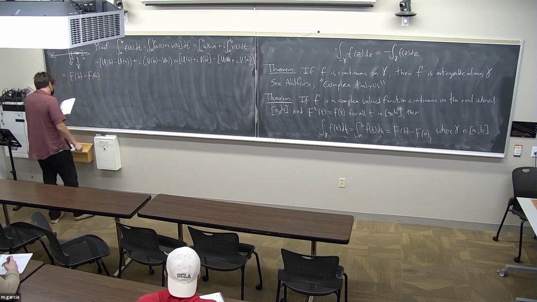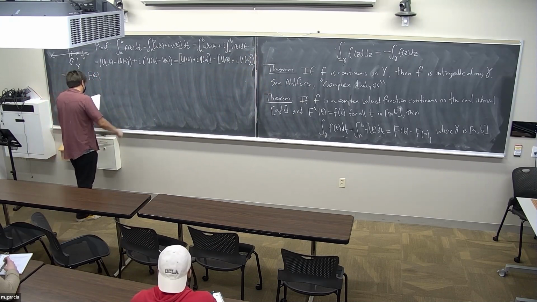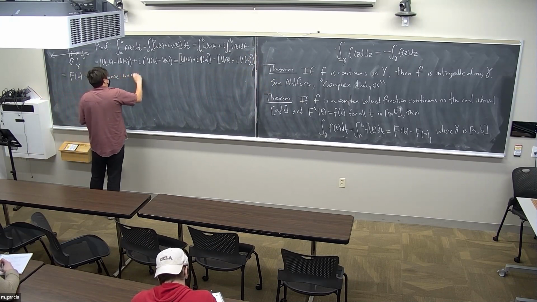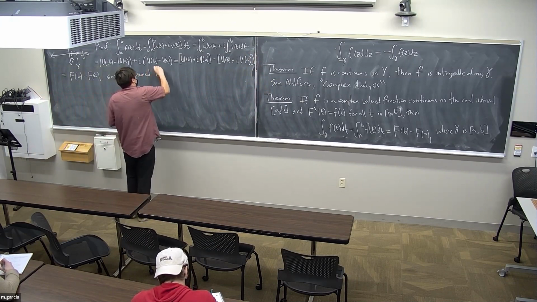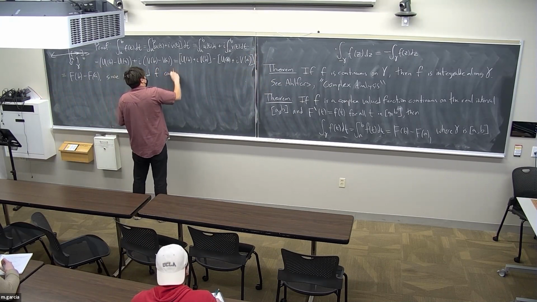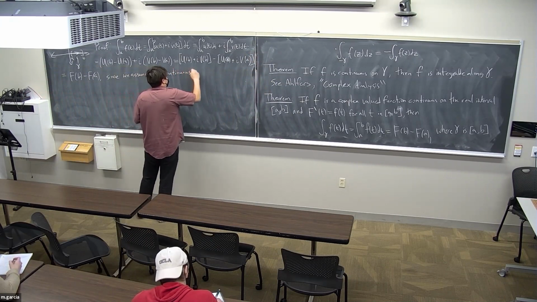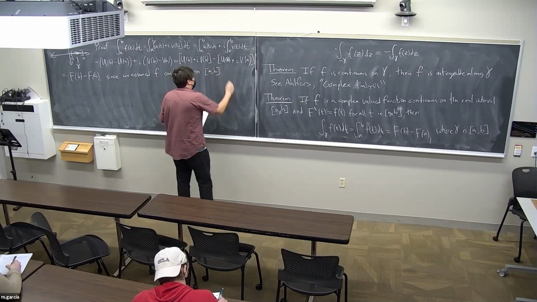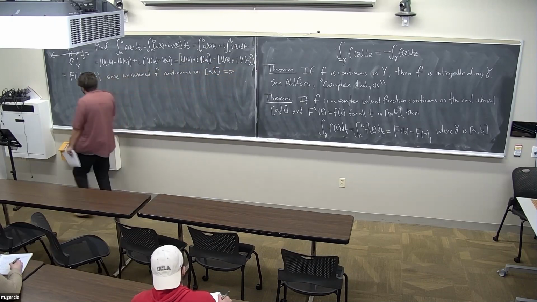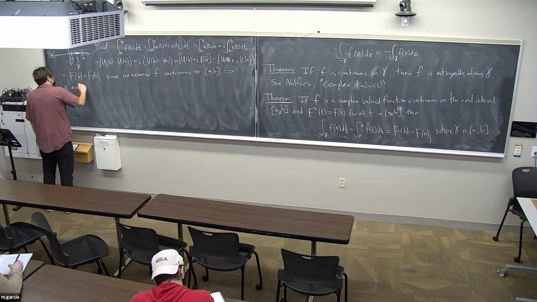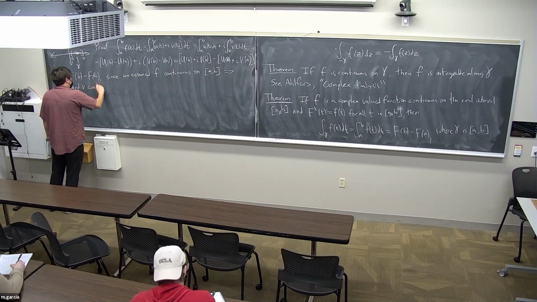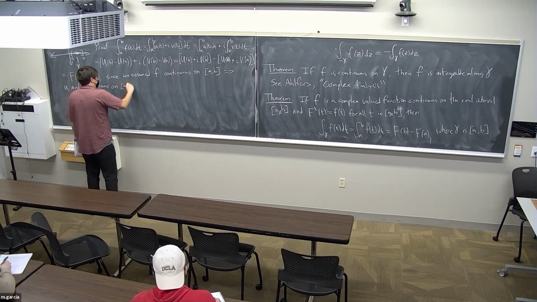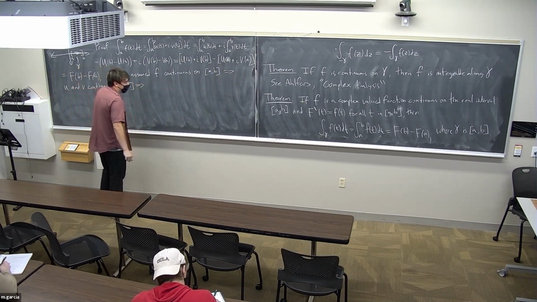Now, of course, since we assumed f continuous on AB, this implies the component functions u and v are continuous on AB, which for real functions we know implies integrable.